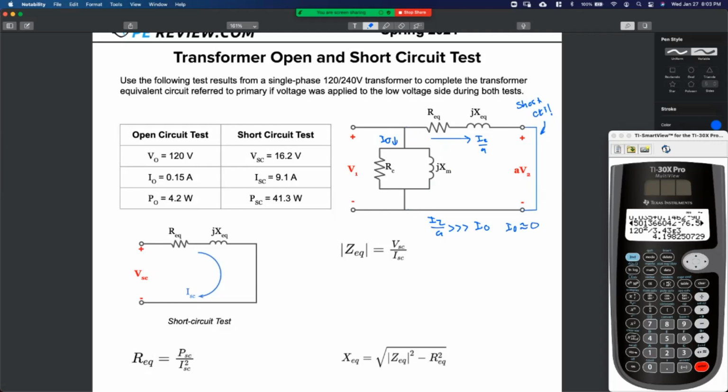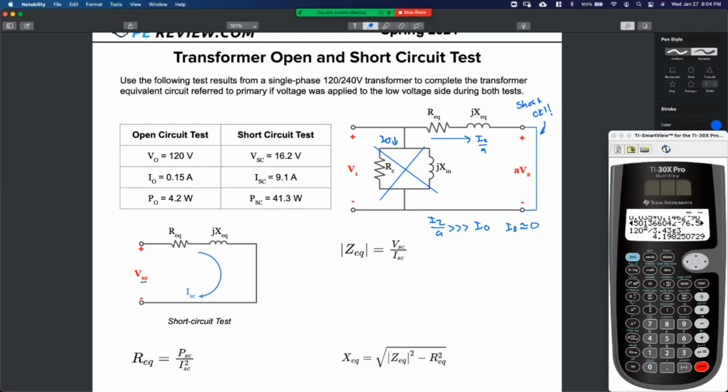So if IO is approximately equal to 0, what part of the circuit do we get to neglect during the short circuit test? If you're not sure, look at our short circuit test circuit. What's missing? Yeah, we say goodbye to the core, and we're only going to model our series winding impedance. And instead of calling this V1, it's the short circuit test, so we're going to call it V short circuit. And instead of calling this I2 over A, we're going to call it I short circuit, because this is the current drawn during the short circuit test when we apply a specific voltage.